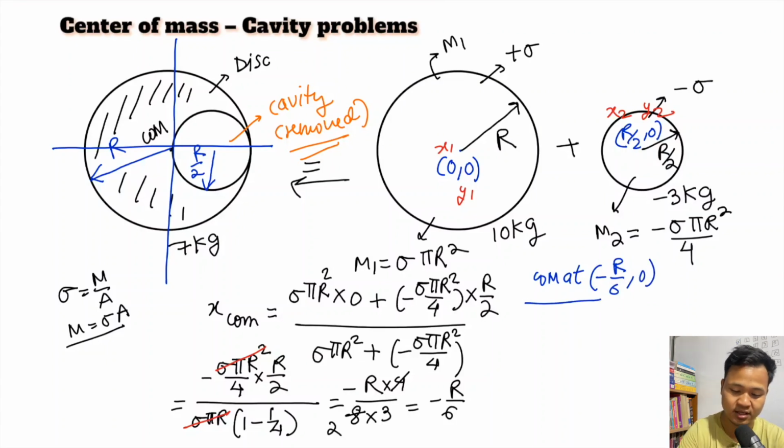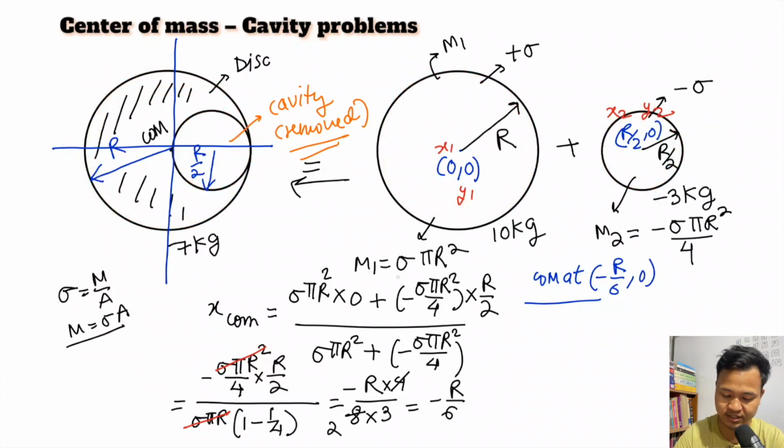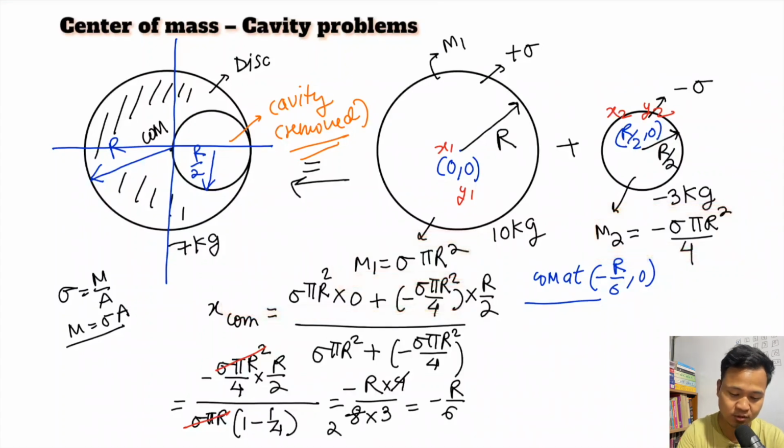Okay, that is the concept of negative mass. So how do you get this thing? From the initial mass you subtract this. Then you take m1 and m2, like this, and then you apply m1 x1 plus m2 x2 by m1 plus m2. Now let us solve a question.